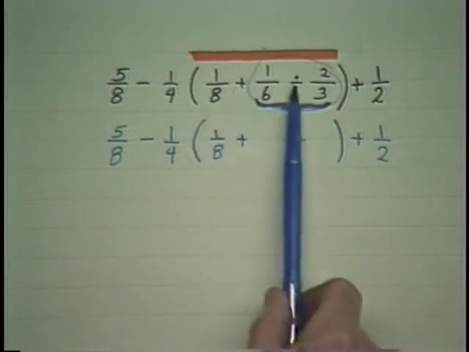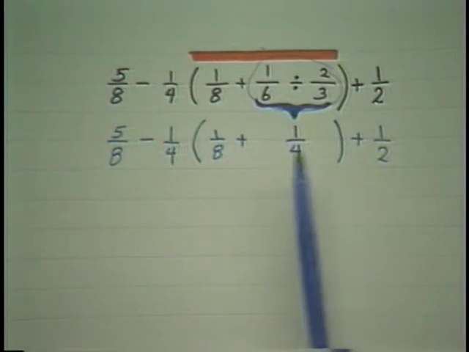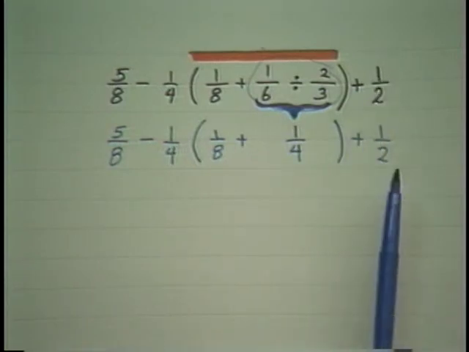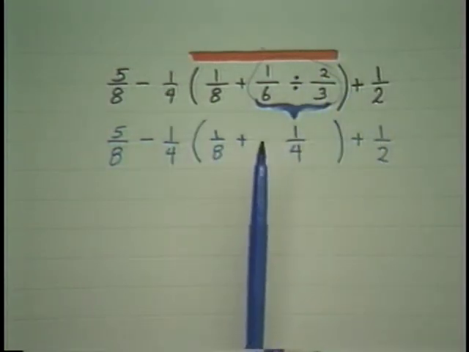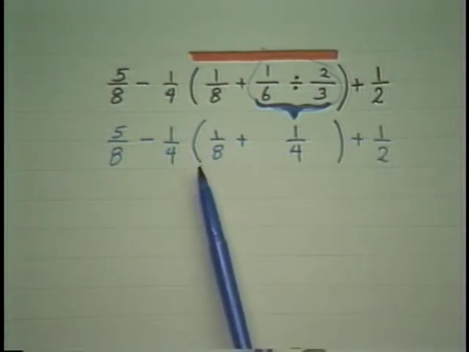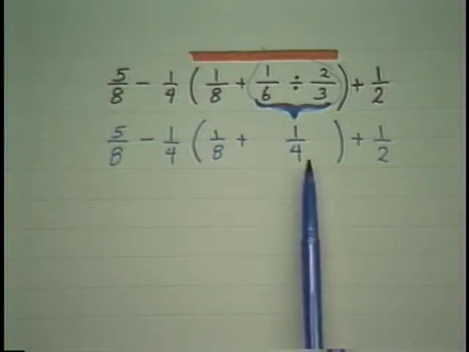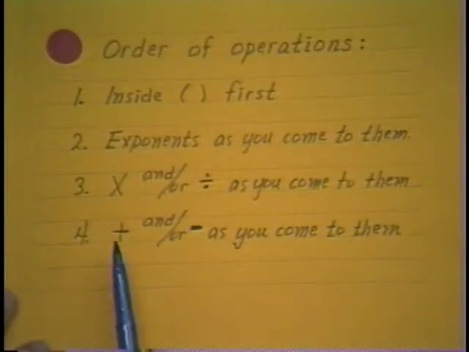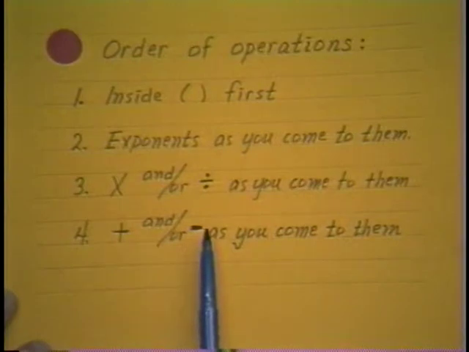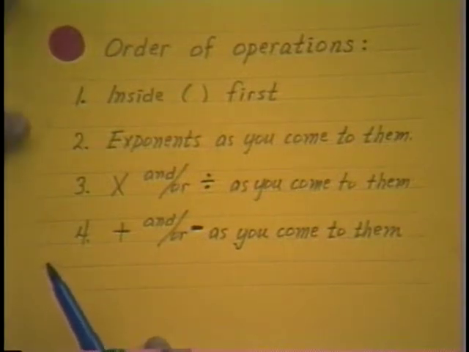So we did the division first. Then the rest of the problem we simply rewrote as is so that we don't get confused as we begin crossing things out. Now staying within the parentheses, since all the multiplications or divisions have been done, the last thing we do is the additions and or subtractions as we come to them. Now are you beginning to memorize these? It's very important that you do so.